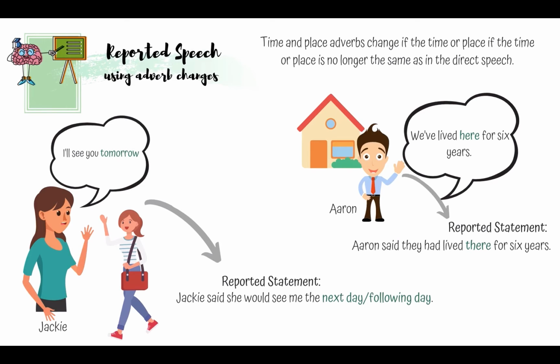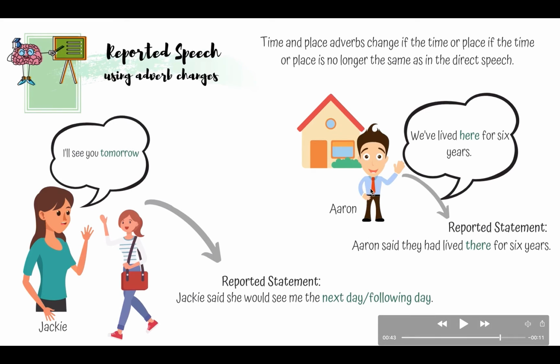So, for example, this is Jackie. Jackie is speaking to her friend. "I'll see you tomorrow." So this is direct speech. So tomorrow then has to change. So we follow the same rule as the reported statement. So Jackie said she would see me. And now instead of tomorrow, because we have to change the statement, we also have to change the adverb. So tomorrow now becomes the next day or the following day.